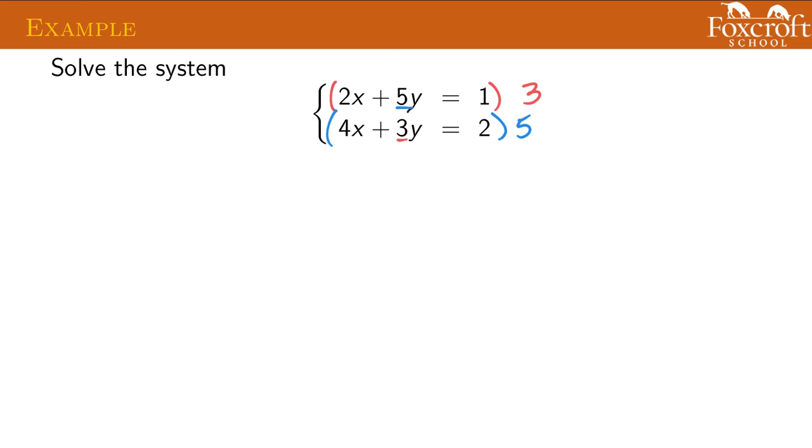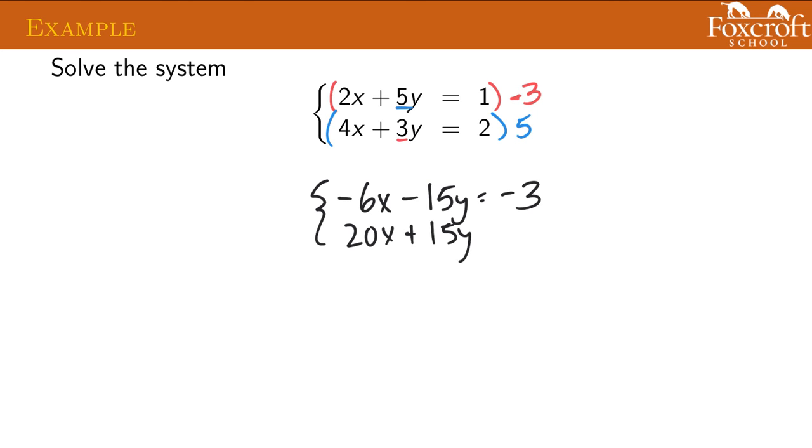The only other thing you have to do is make sure one of them's negative, so just pick at random. I'll pick that one because there's a little bit more room in front of it. I'll pick the 3 to be negative. That's now my new system is going to be -6x minus 15y equals -3. Again, make sure you multiply everything by that number. 20x plus 15y equals 10.